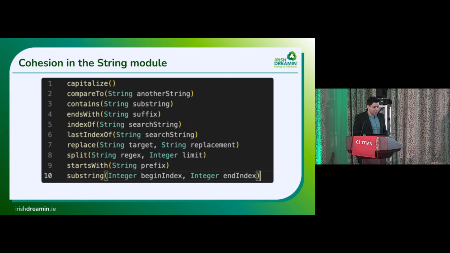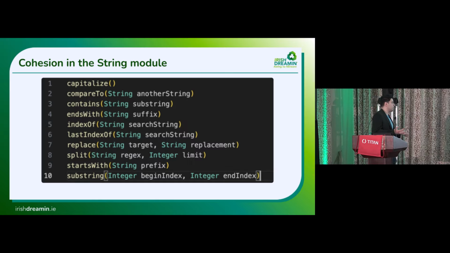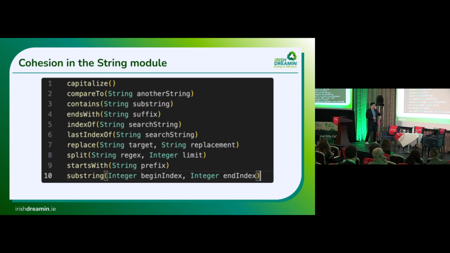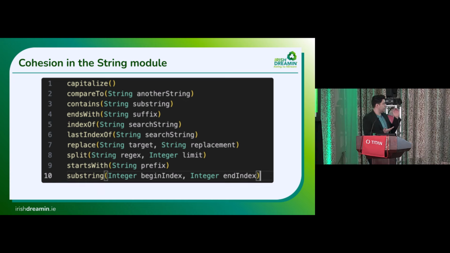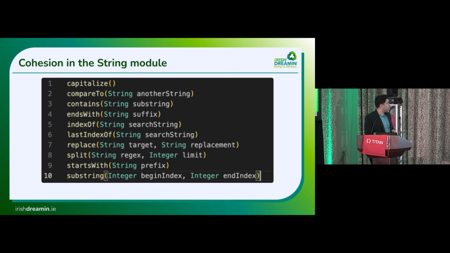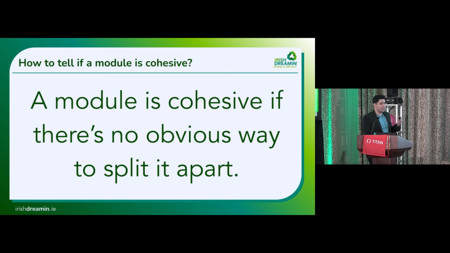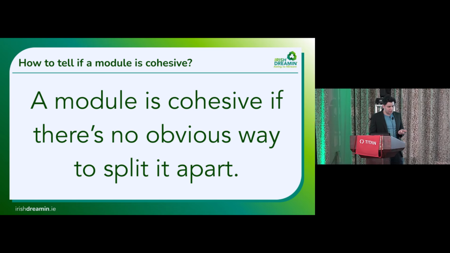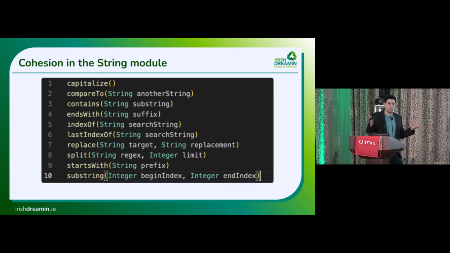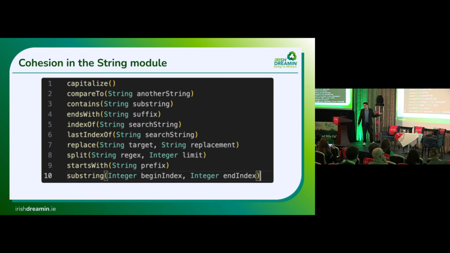So let me give you an example. So this is cohesion, let's say, inside the string module. All the methods here, they do different things, single responsibility, all that, but they all work together to achieve a common goal. So one way to understand if something is cohesive is if there's an obvious way to split it apart. So again, if we think of the string class, is there a way that we could separate it into three parts?